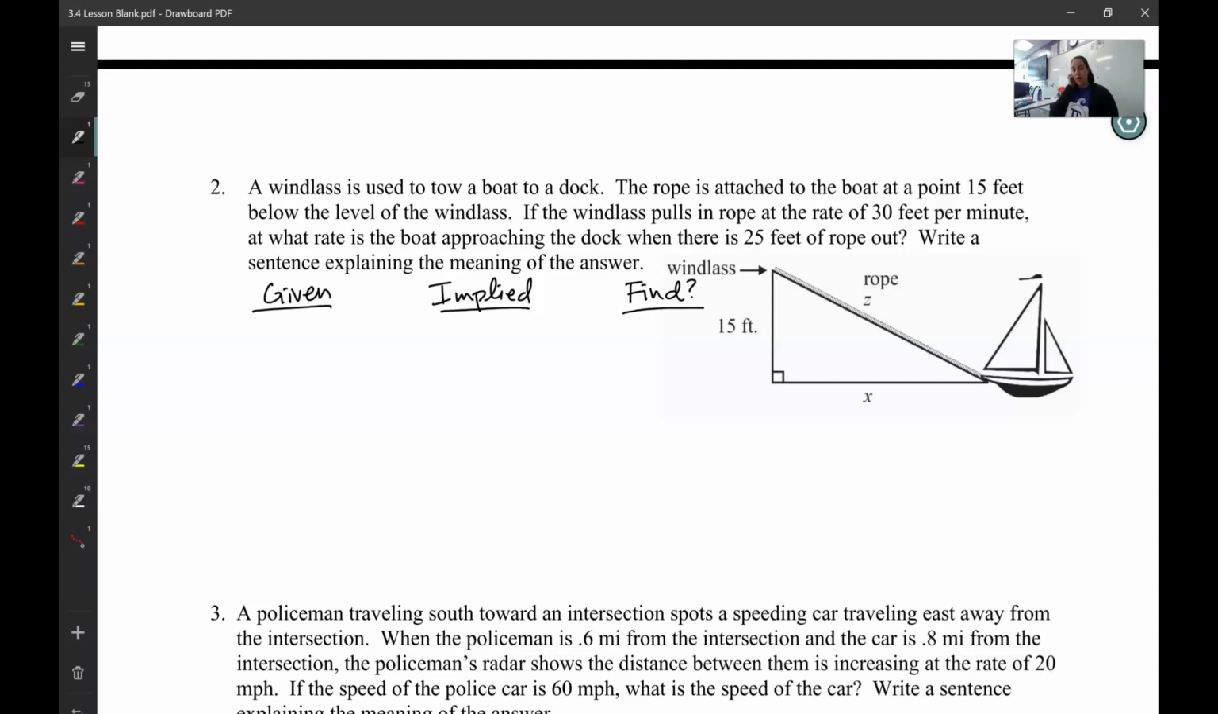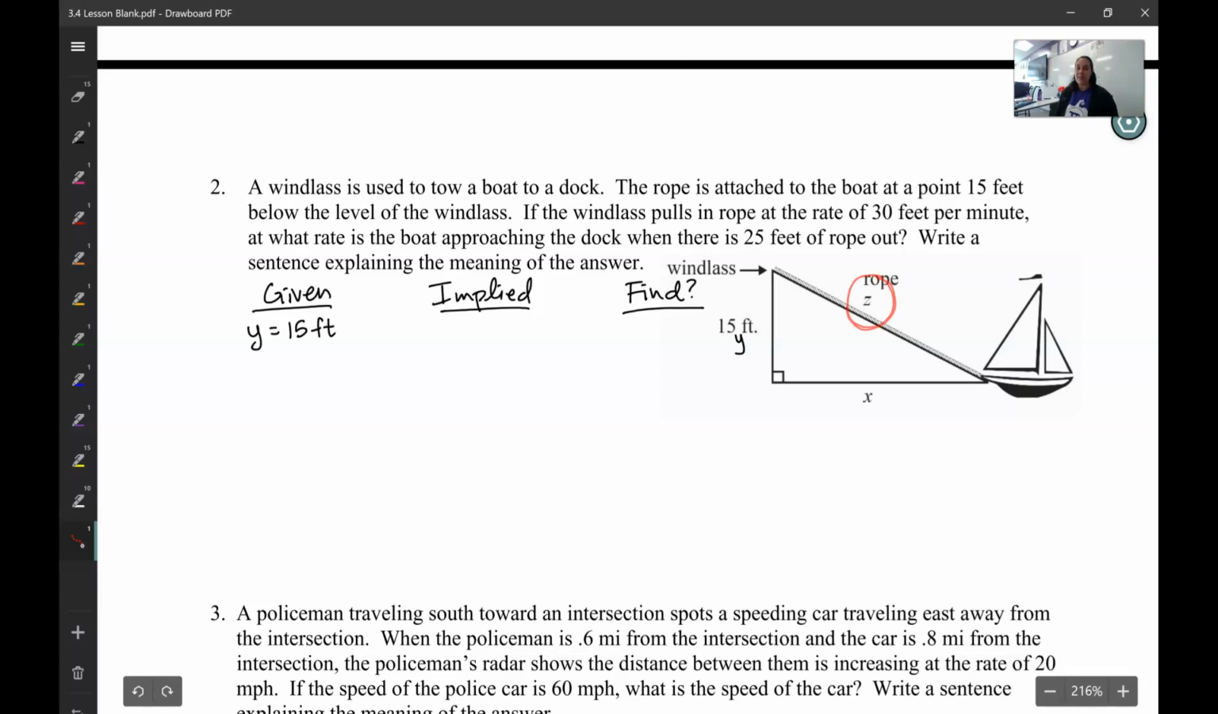So in the given column, we're going to list what the problem gives us. So we know, let's label these X, Y, and Z. You can label them whatever you want when you make your own picture. But we know that Y is 15 feet. We know that the windlass pulls in rope at a rate of 30 feet per minute. So that is affecting this length right here.